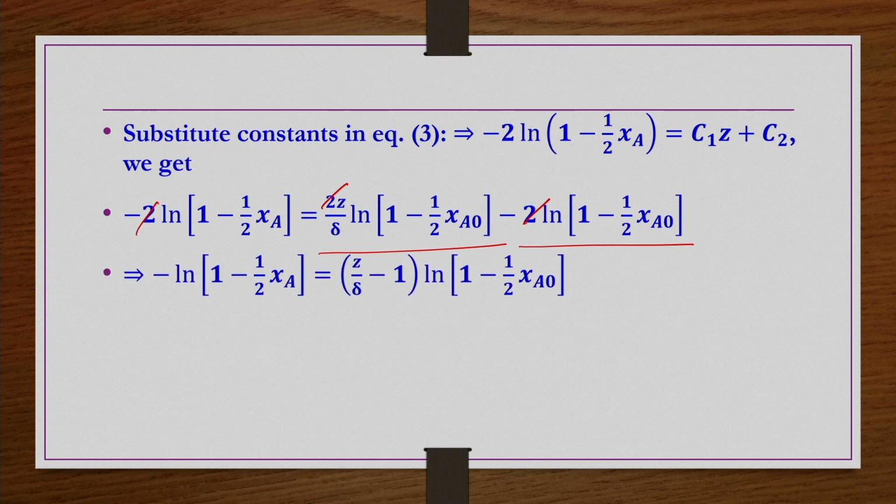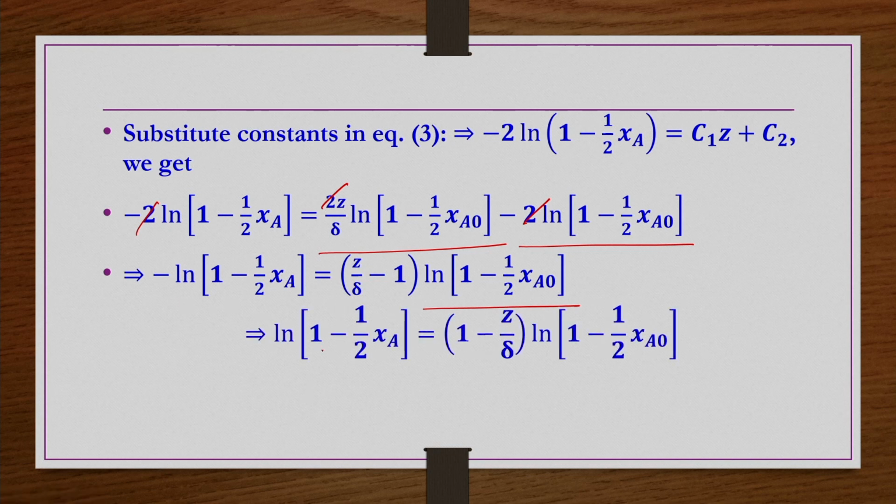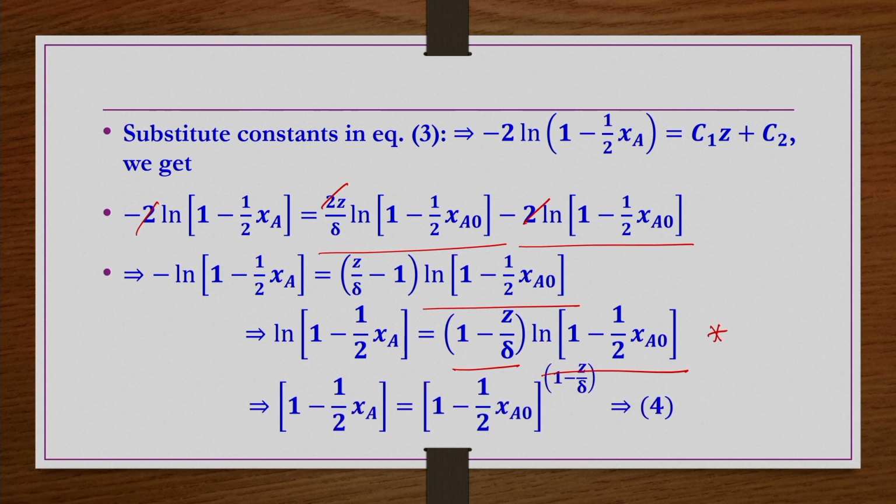Then from these two terms, if you take ln(1 − ½ x_A0) common, we get z by delta minus 1, or if you multiply both sides by minus, ln(1 − ½ x_A) equals (1 − z/delta) ln(1 − ½ x_A0). This is the concentration profile. The same thing you can write this way also.